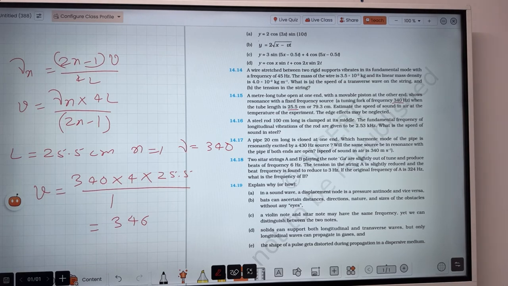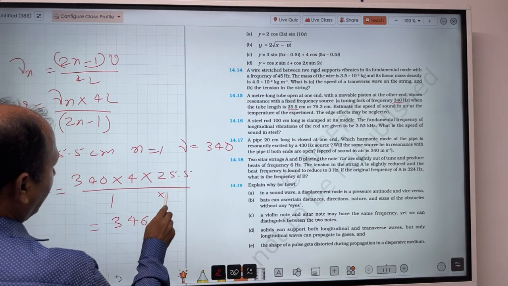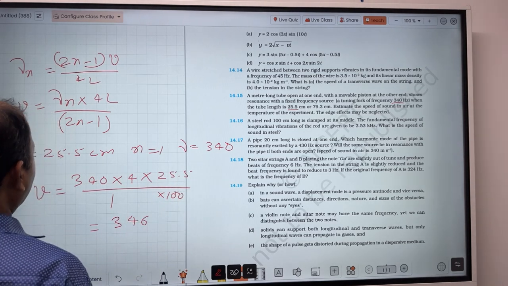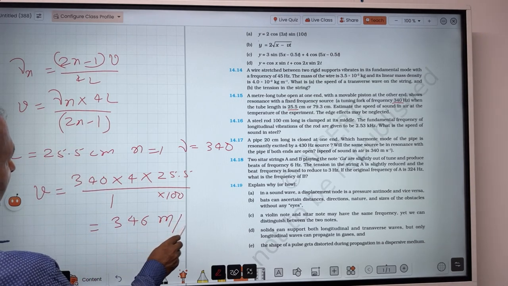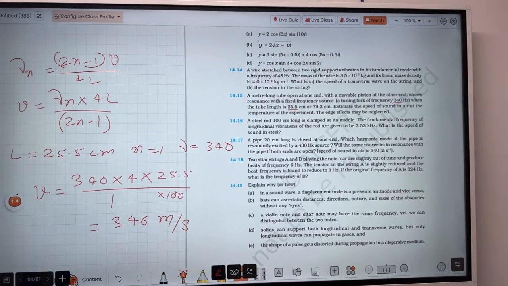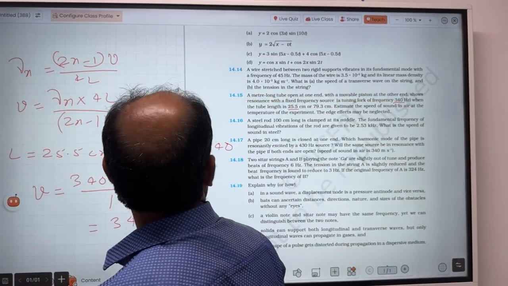This is in centimeter, keep in mind. So here we divide it by 100, right? Because it is in centimeter, so the answer will be in meter per second: 346 meter per second, right? So this is the answer. I think you have understood.